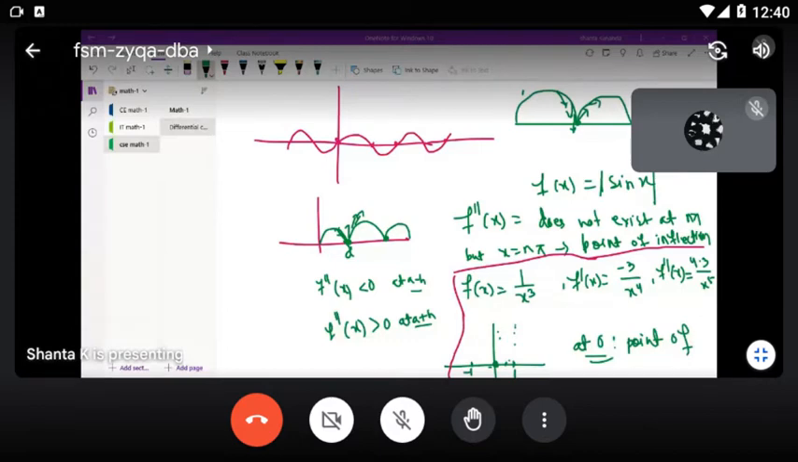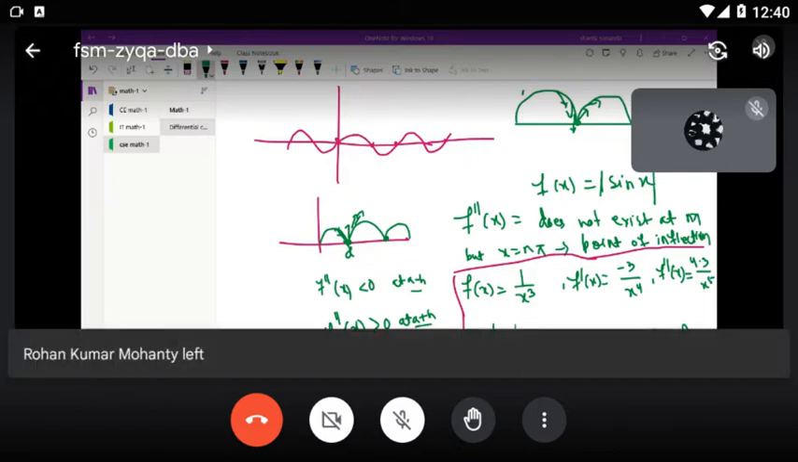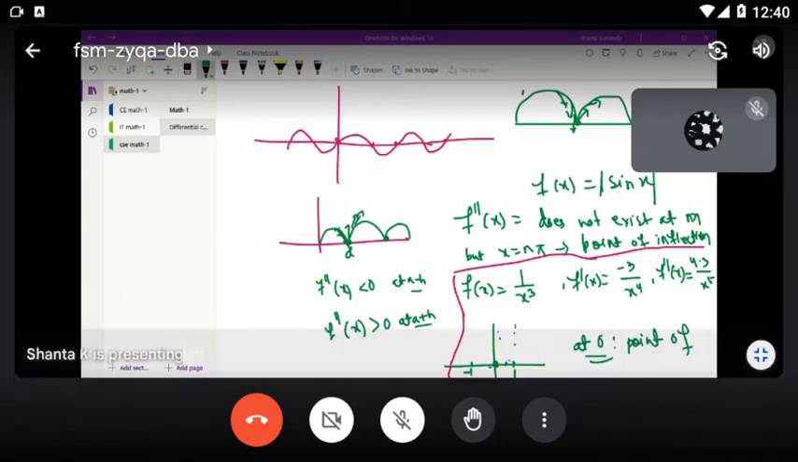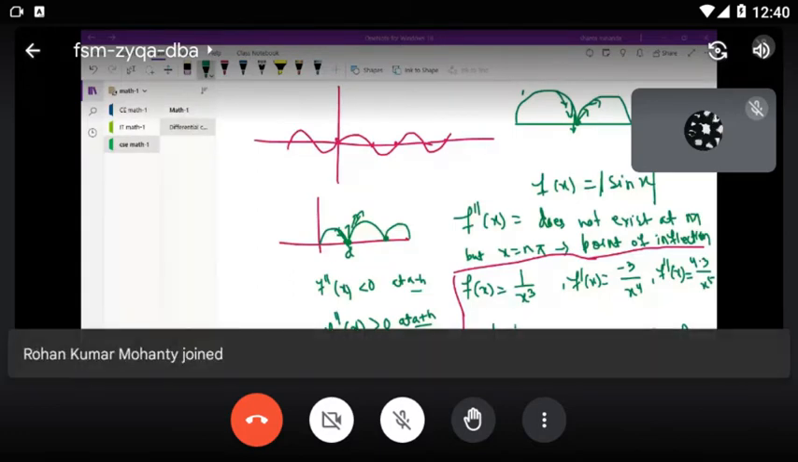Okay, you find for x4. I'm coming to this one. Ma'am, can we also conclude that continuity is not necessary at the point of inflection?